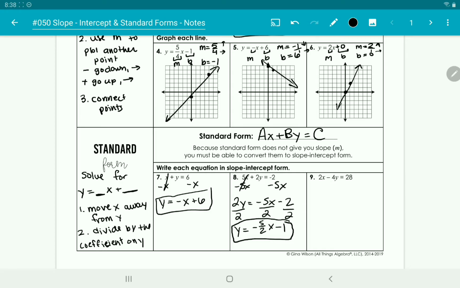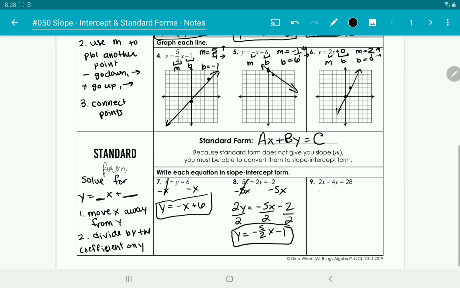Okay, and that's what we're looking for. Y equals something times x plus or minus some other number. So again, we'll get the 2x to the other side. Those will cancel out. So we have negative 4y equals, we'll put the x first.